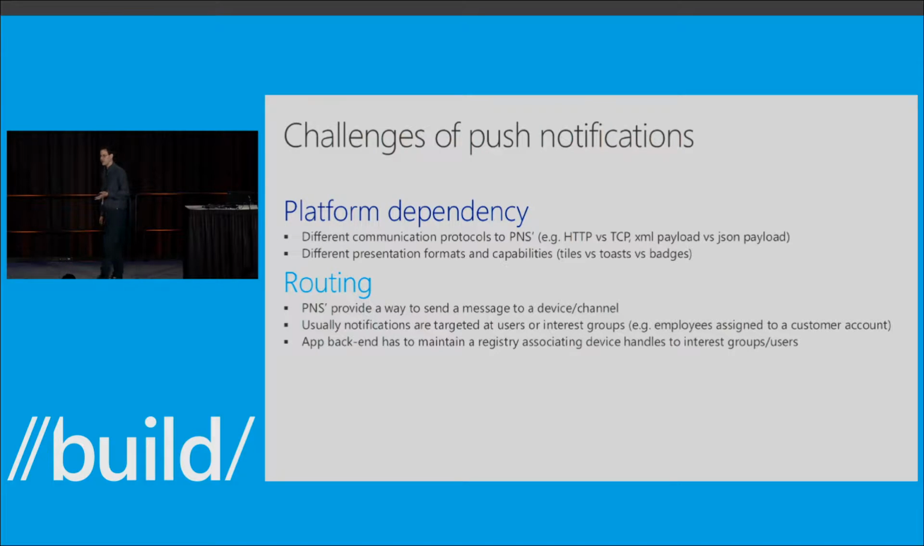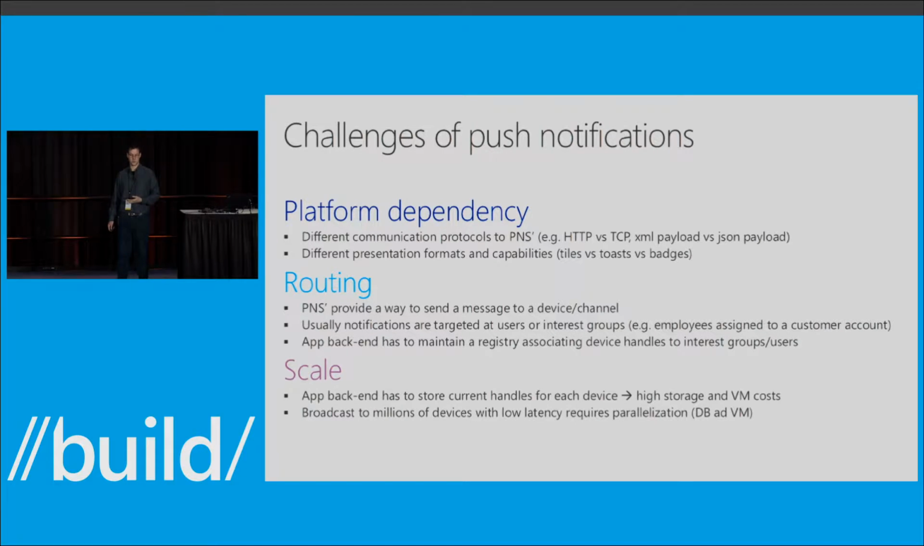Then you have routing problems. You have essentially this big registry that you're building in your backend, and it needs to be associated with maybe users or interest groups or something that actually makes sense to your app. Nobody talks about device tokens or channel URIs in their app. You usually have app-level concepts like users or interest groups.